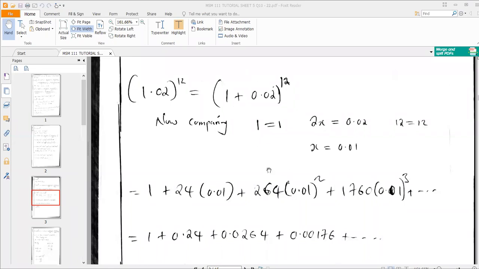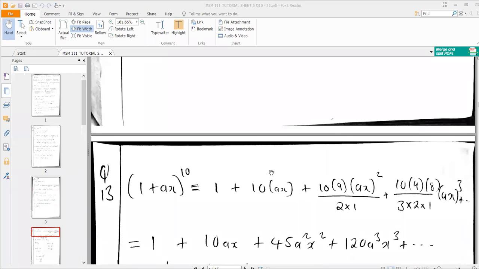Okay, we proceed. So we go to question 13. We've been told that when expanding 1 plus ax raised to the power 10 in ascending powers of x, the series expansion is a plus bx plus cx squared plus 15x cubed. Find the values of a, A, b and c. Now, how do we find those values?